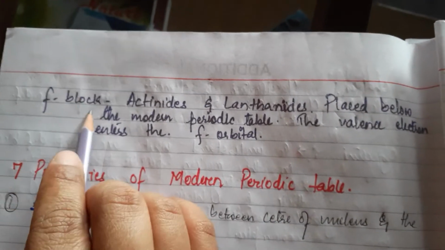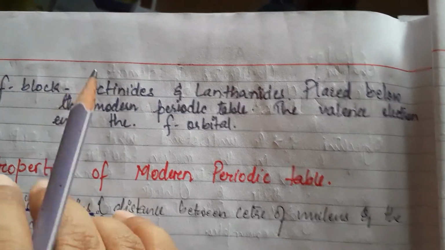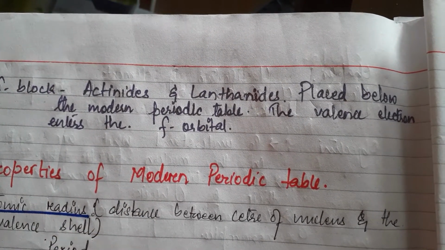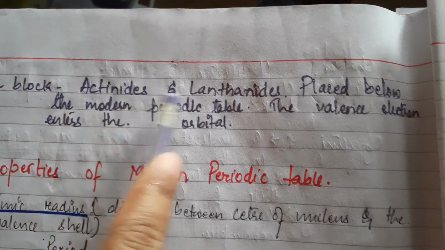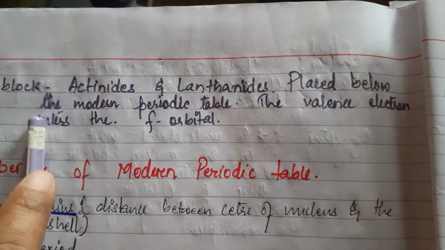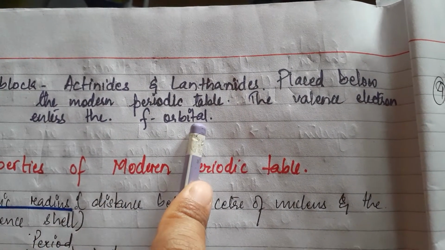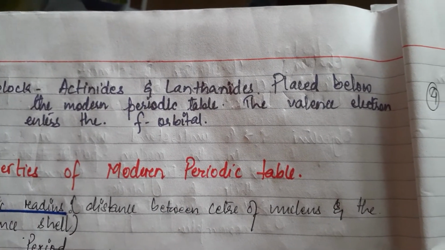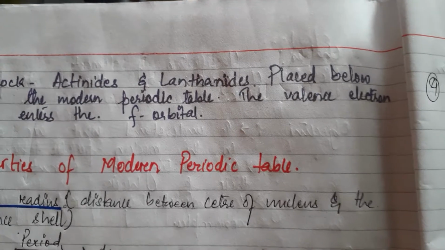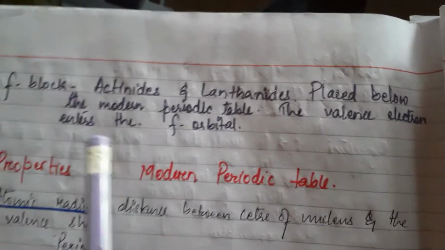Now the next one that we have is F block. Like I told you, these are the last two rows, and usually this is written below the modern periodic table. These block elements are known as actinides and lanthanides. The valence electron enters the F orbital. It is the same thing, like how in S block the valence electron goes to the S orbital, in P block it goes to the P orbital, in D block it goes to the D orbital, and in F block it goes to the F orbital.